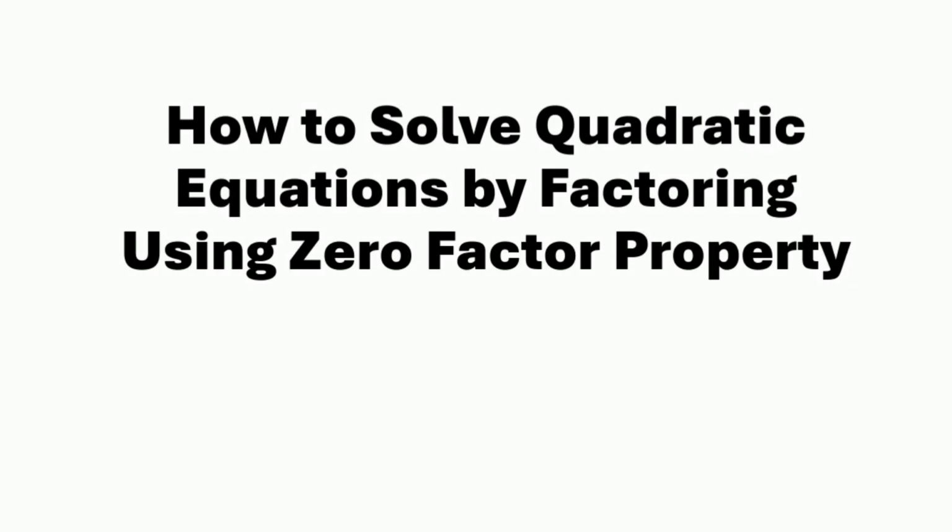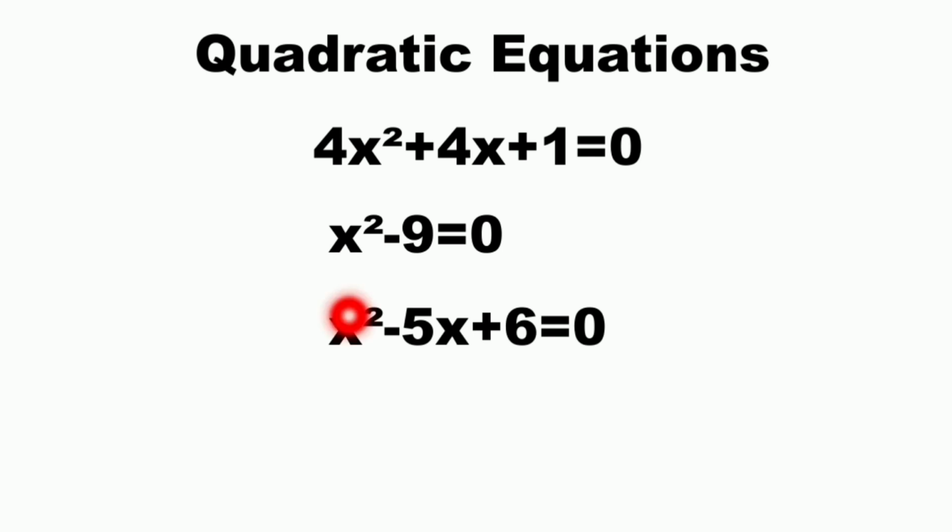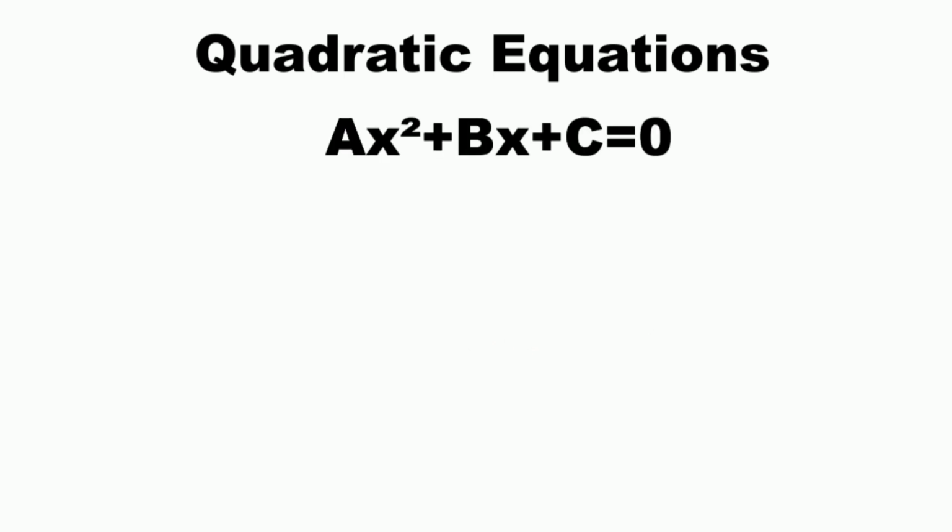Our topic for today is how to solve quadratic equations by factoring using the zero factor property. In dealing with equations, you can encounter this type of equation: 4x squared plus 4x plus 1 equals 0, or x squared minus 9 equals 0, or x squared minus 5x plus 6 equals 0. This is the quadratic equation, and it's in the form ax squared plus bx plus c equals 0.